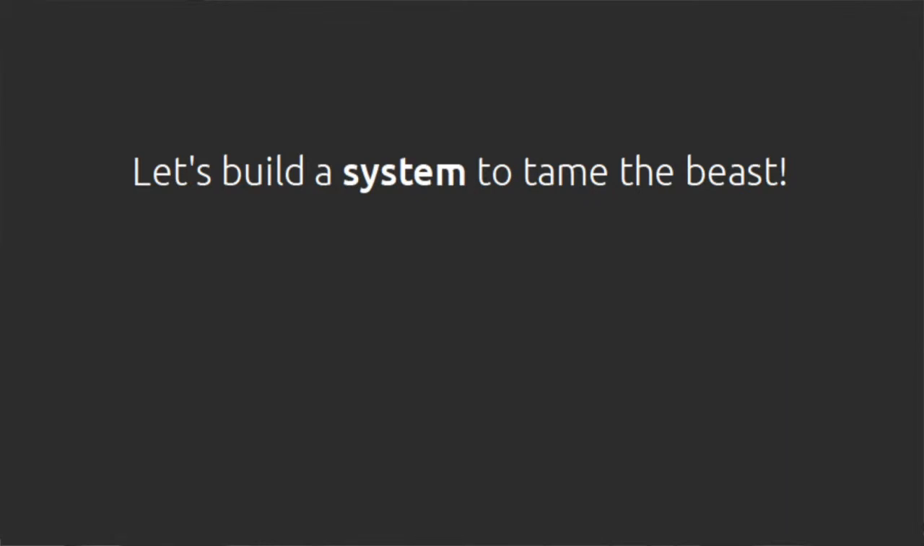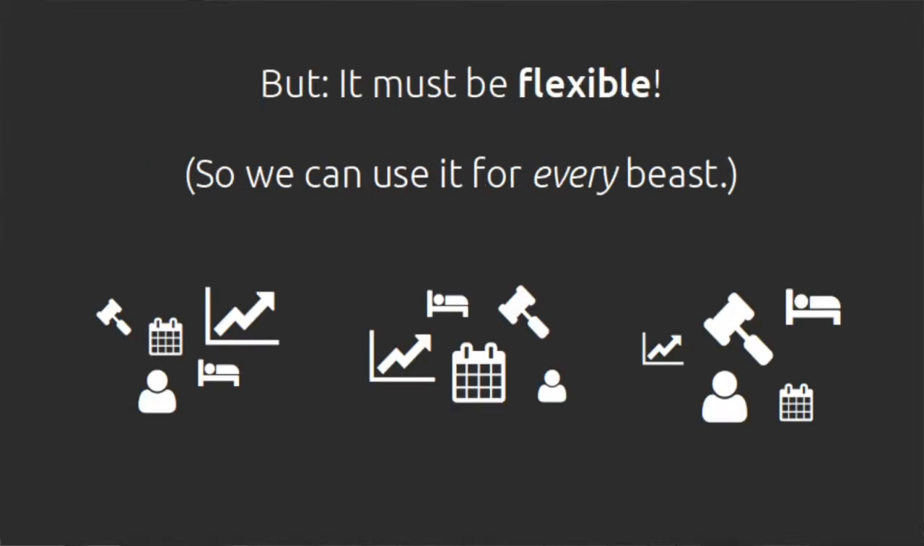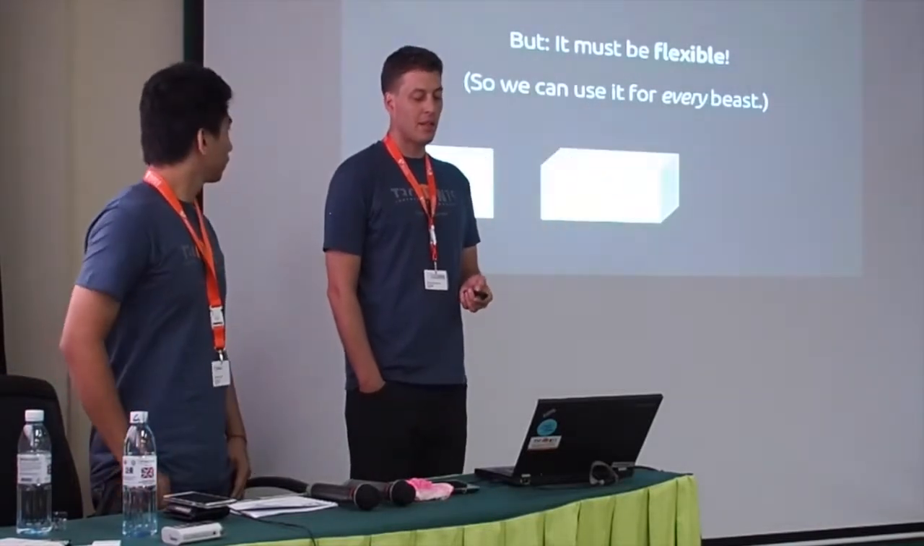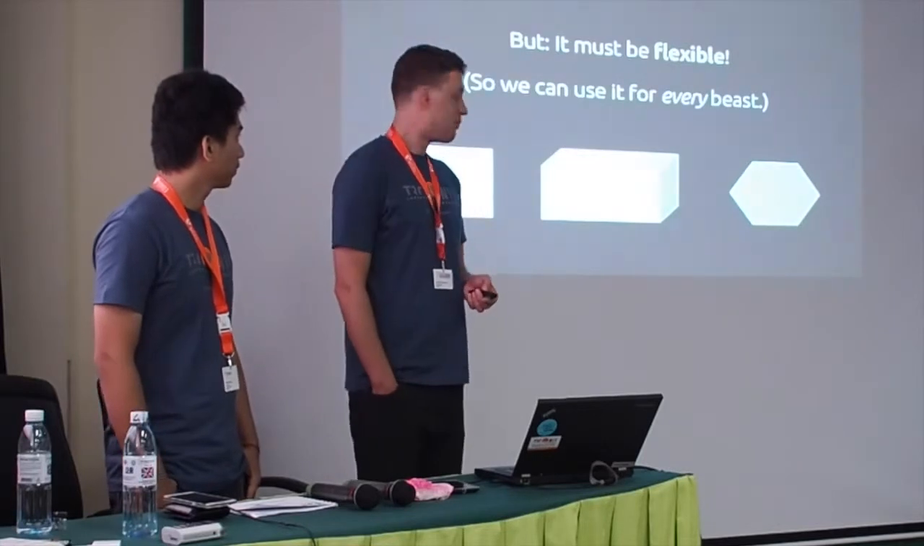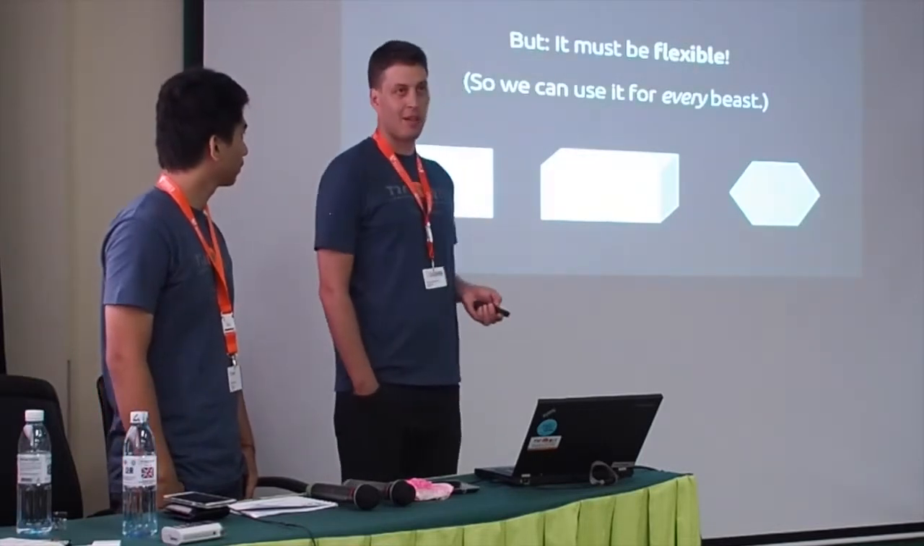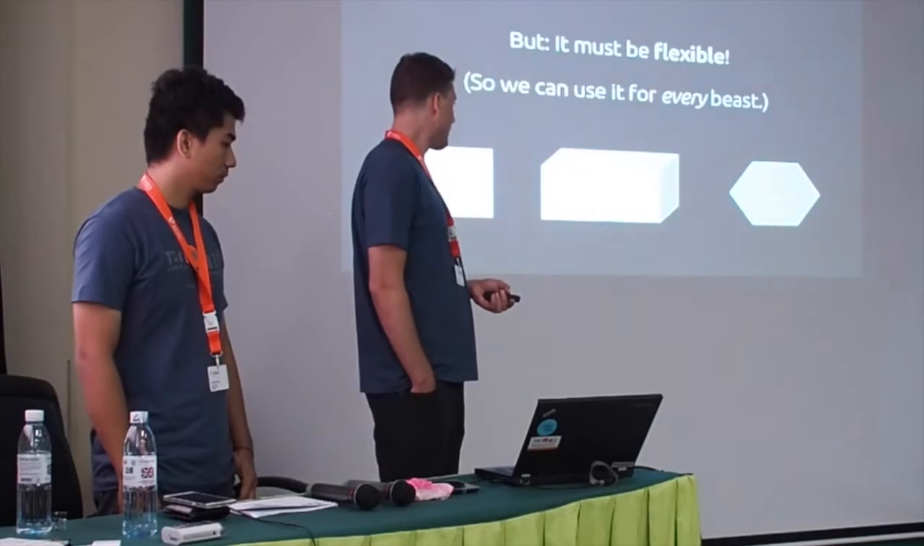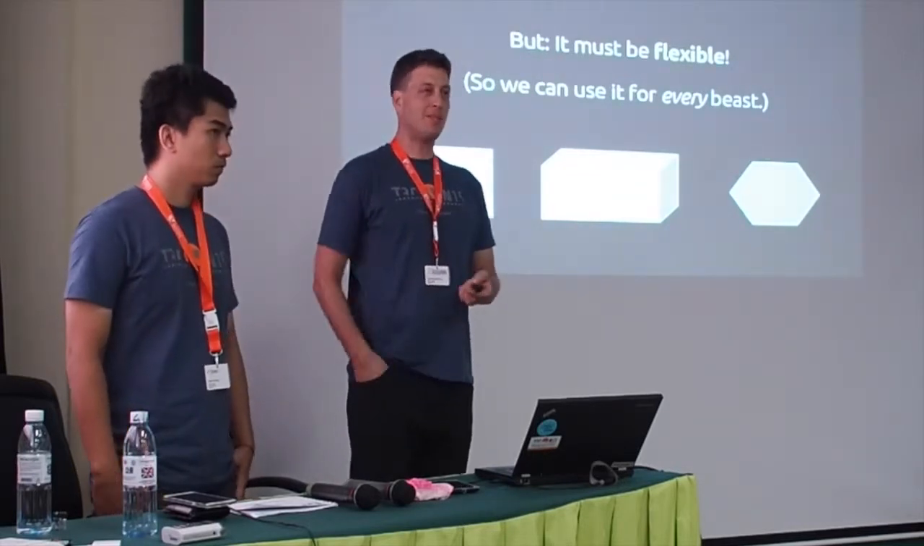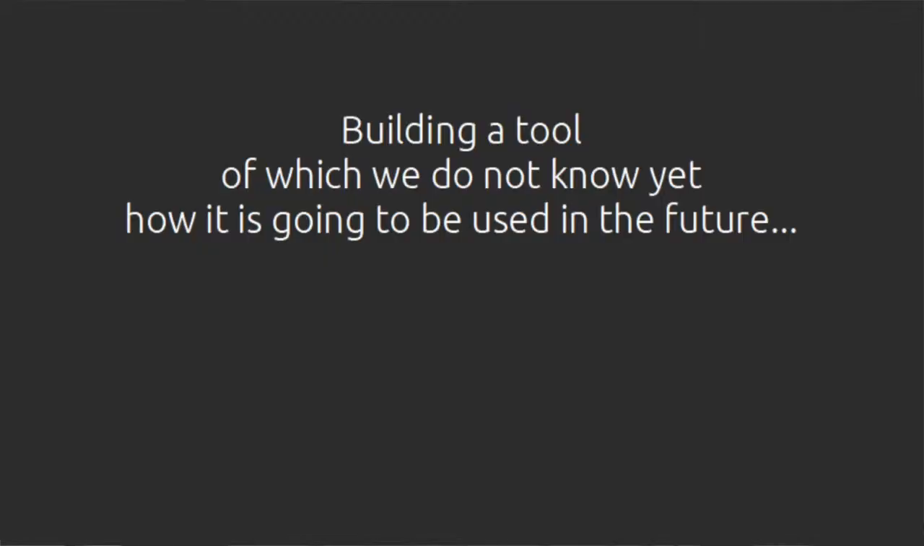So I think the ideal thing is to build a system to tame the beast. But it must be flexible, because we want to use it for any type of beast, for any type of event. It's almost a bit like a rectangle or a square or a polygon or anything needs to fit into the system.